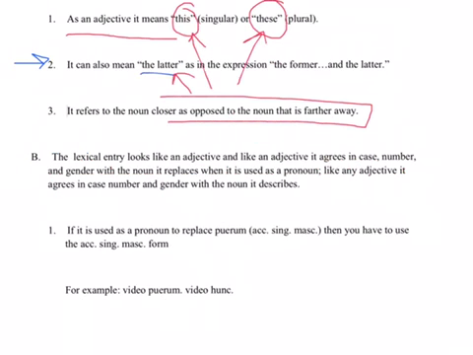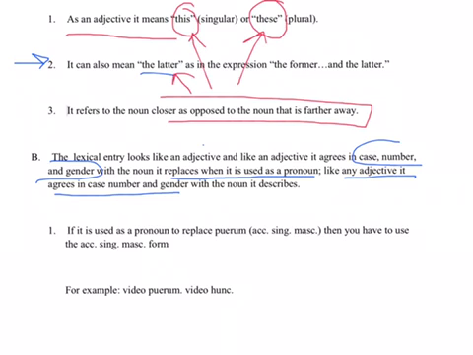The lexical entry, the way it looks in the dictionary, looks like an adjective, and so, like an adjective, it agrees in case, number, and gender with a noun it replaces when it's used as a pronoun. And of course, when it's used like an adjective, it agrees in case, number, and gender with the noun it describes. So to summarize, it always agrees in case, number, gender, whether it's used as an adjective or whether it's used as a pronoun. It doesn't matter. It agrees in case, number, gender with the noun it describes or the noun it replaces.